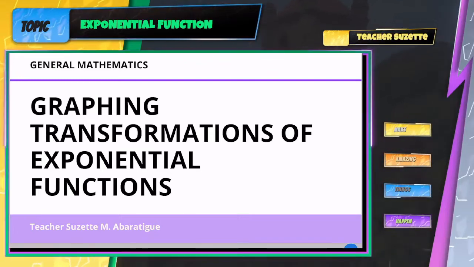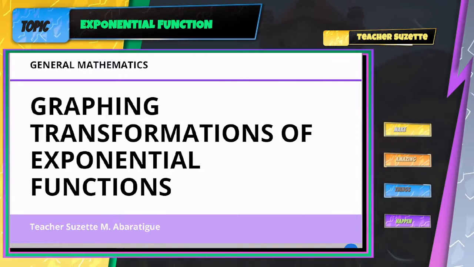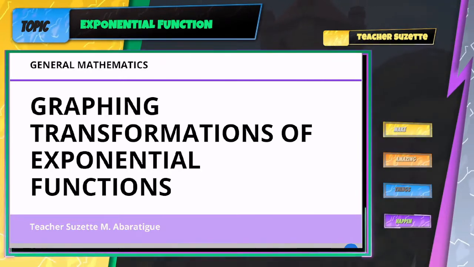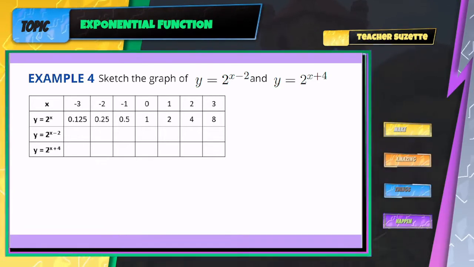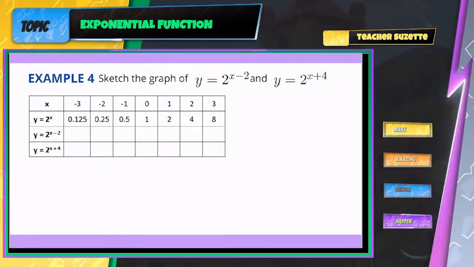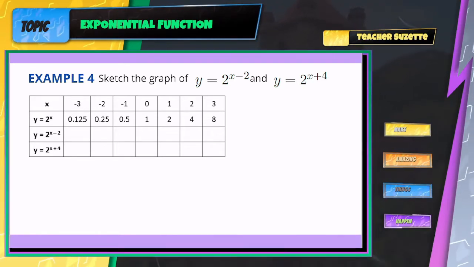Hi class, in this video we are going to discuss the last transformation for the graph of exponential function. To start, let's have our example number 4. Let's sketch the graph of y is equal to 2 raised to x minus 2 and y is equal to 2 raised to x plus 4.